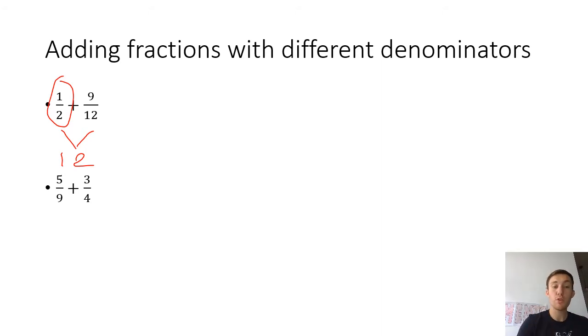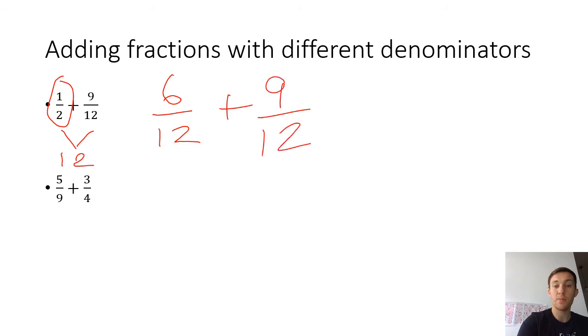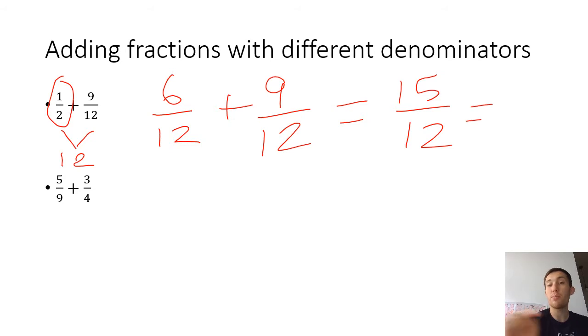So 2 times what is 12? Well, 2 times 6 is 12. So therefore, whatever I do to the denominator, I must do to the numerator. So then 1 times 6 is 6. So a half is equivalent to 6/12. And then I can add my 9/12, which gives me 15/12. So this is an improper fraction, so I can turn this into a mixed number. So that would be the same as 1 whole and 3/12.